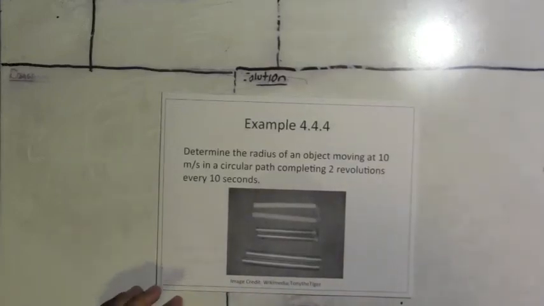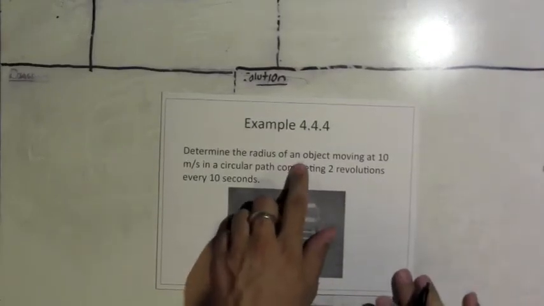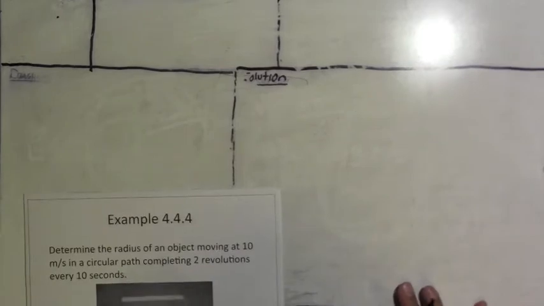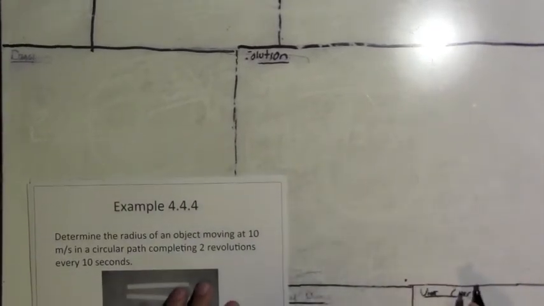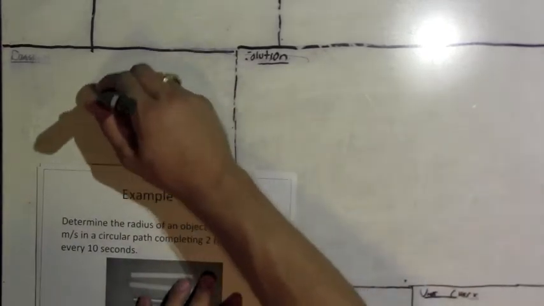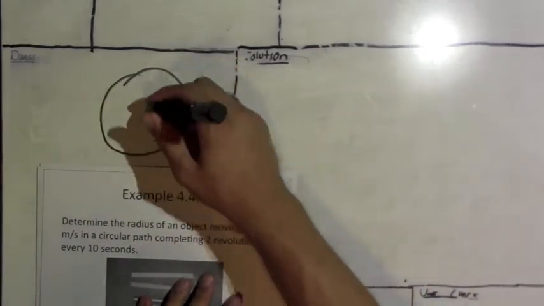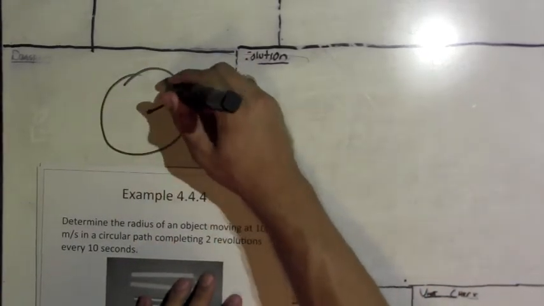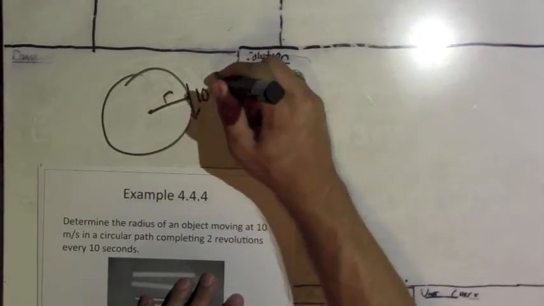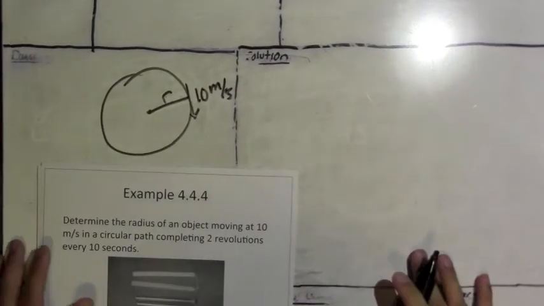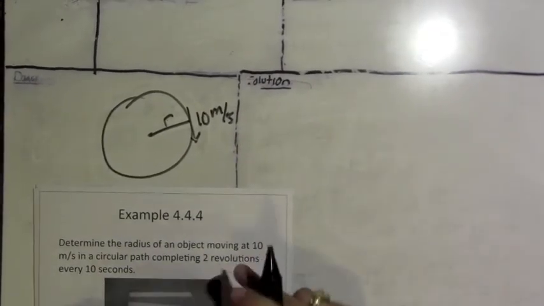Alright, this is example 4.4.4. It says determine the radius of an object moving at 10 meters per second in a circular path, completing 2 revolutions every 10 seconds. So we have an object moving in a circular path. We want to know what the radius of that circular path is if it's moving at 10 meters per second, and then we're also given some factors to look at the period.